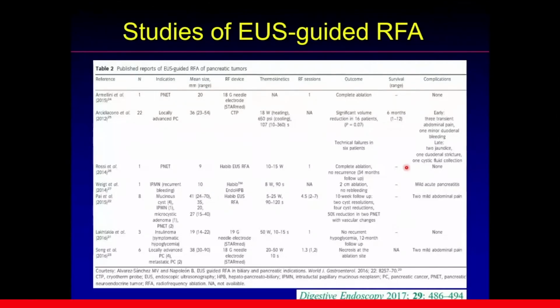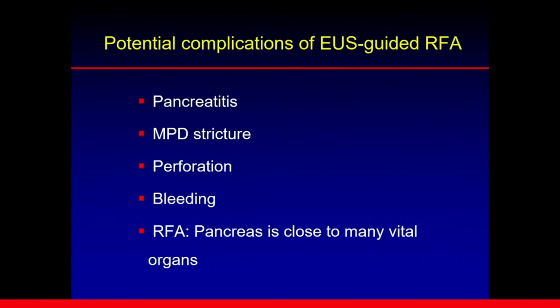If you look at the reviews on EUS-guided RFA, we can realize there are many groups investigating EUS-guided RFA actively, showing variable results. There are potential complications after EUS-guided RFA: pancreatitis, MPD stricture, perforation, and bleeding. When we are trying RFA for pancreatic tumor, we should remember that the pancreas is very close to many vital organs.